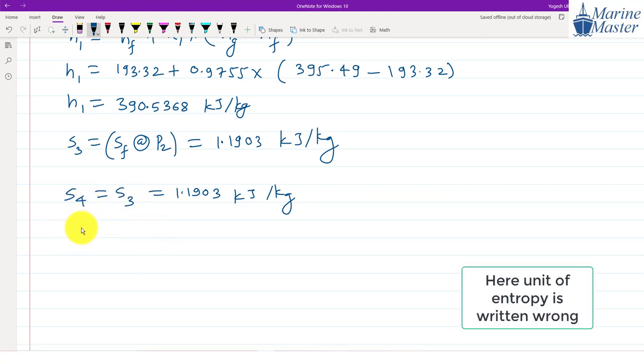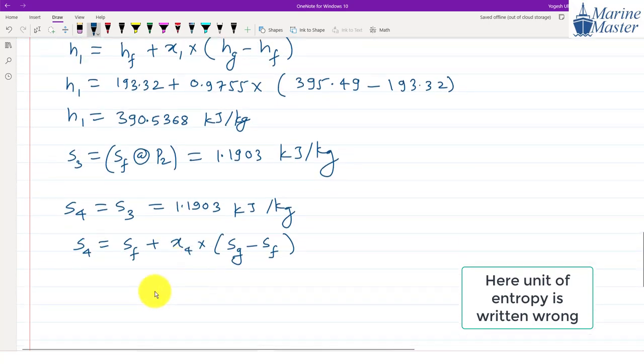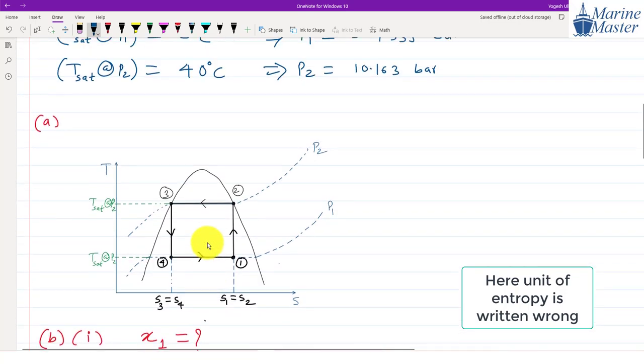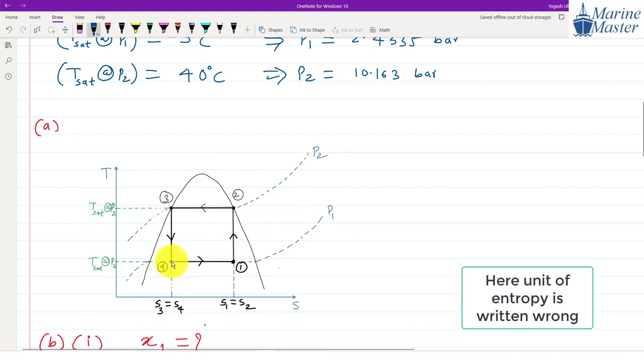Wet vapor. And for the wet vapor, we have seen the relation: S4 will become SF plus X4 into SG minus SF, guys. Try to understand this relation. Which SF and SG do we have to consider here? We have to consider SF and SG at P1 pressure, because what is the pressure of point 4?